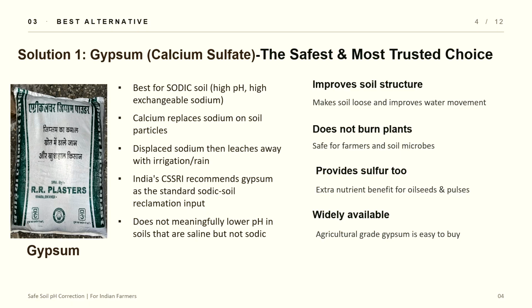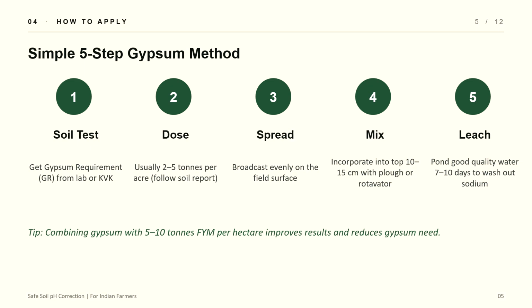So what is the benefit? It improves soil structure, does not burn plants, provides sulfur, and is widely available. There are 5 simple steps for the gypsum method. First, carry out the soil test and select the dose accordingly. Then spread it in the field, then mix it, then leach. So there are 5 simple steps for application of gypsum.